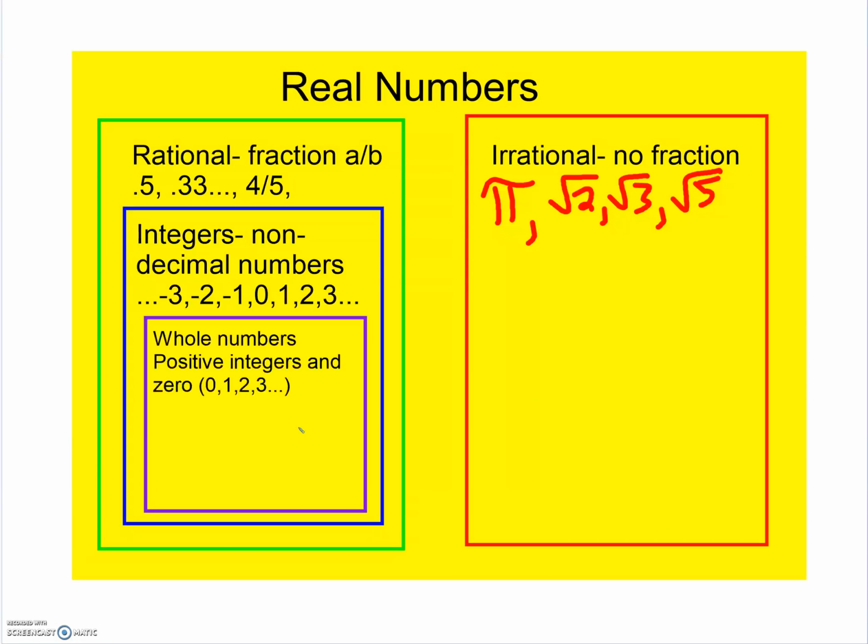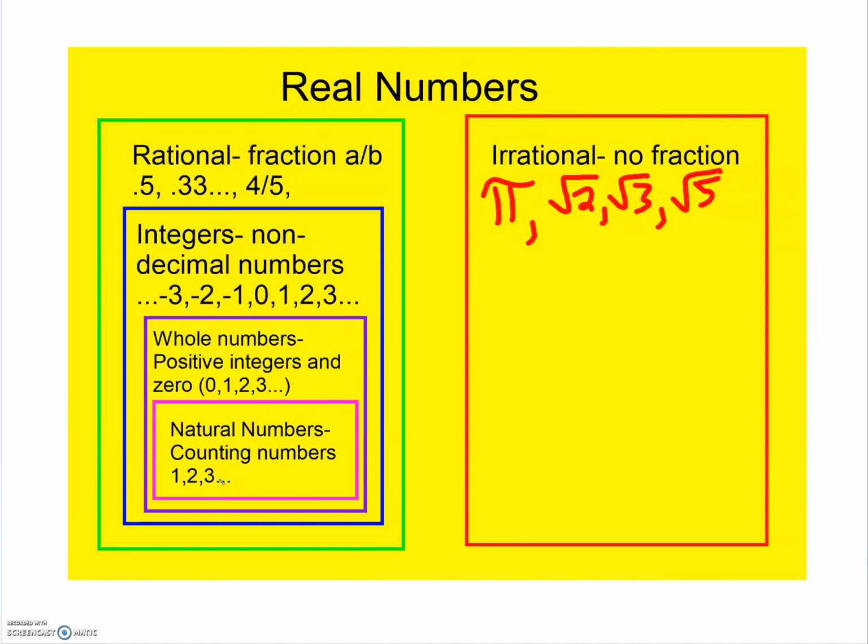Okay, the next one, just swipe off all the negatives. If you could picture that, we would swipe off all the negatives, and we would have whole numbers. They're the positive integers and 0. So we start 0, 1, 2, 3, 4, all the way on. And then the last one would be natural numbers, counting numbers: 1, 2, 3, and so forth.